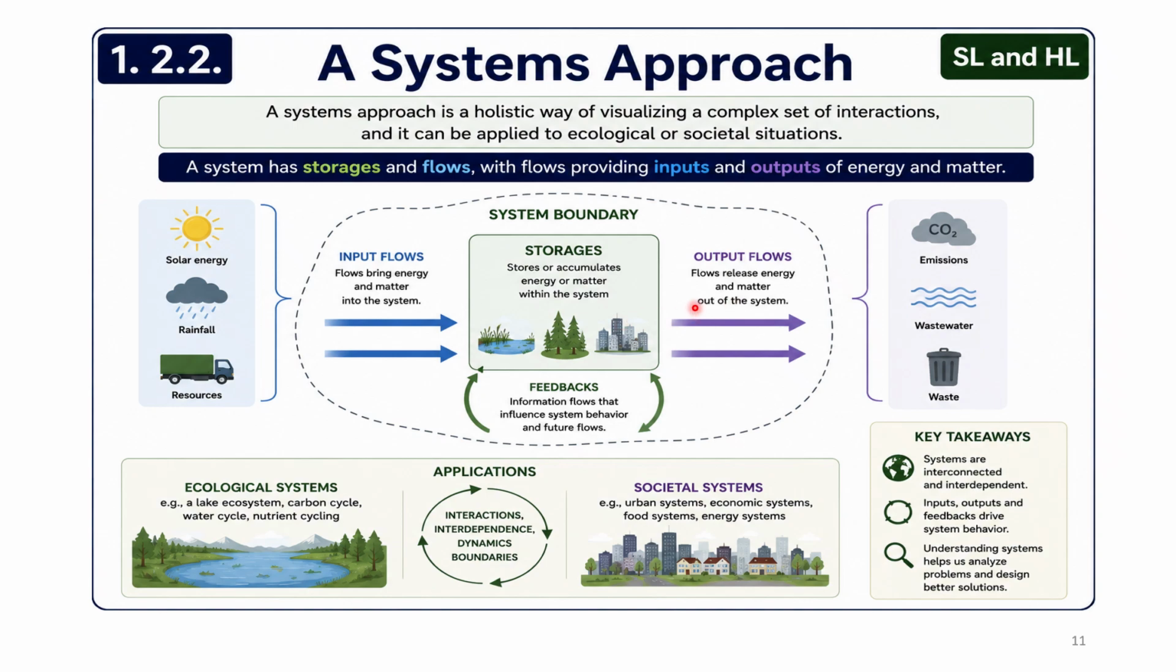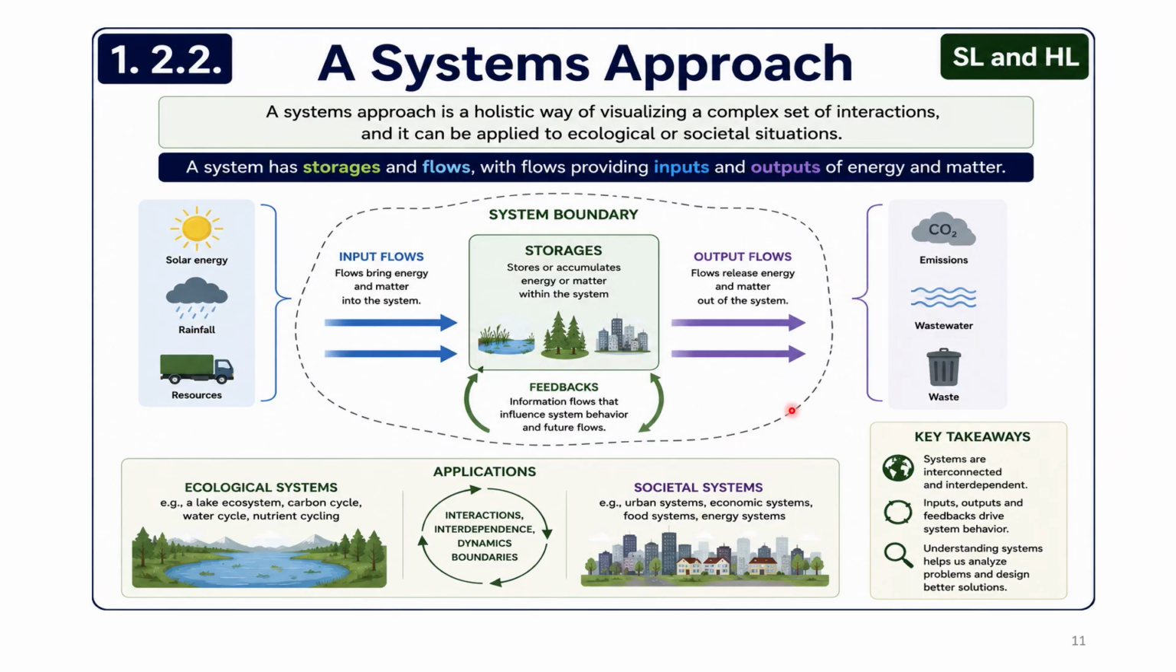Output flows transfer matter and energy out of the system. Examples include carbon dioxide emissions, wastewater discharge, and solid waste generated by human activities. The quantity and quality of outputs often influence environmental sustainability.